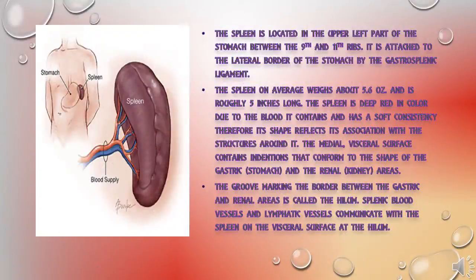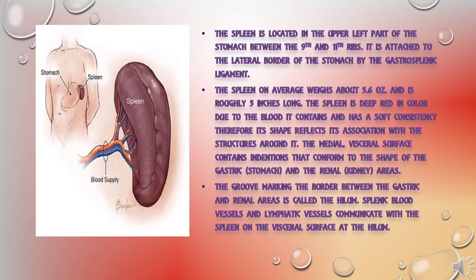The spleen is located in the upper left part of the abdomen, between the 9th and 11th ribs. It is attached to the lateral border of the stomach by the gastrosplenic ligament. The spleen on average weighs about 5.6 ounces and is roughly 5 inches long. The spleen is deep red in color due to the blood it contains and has a soft consistency.